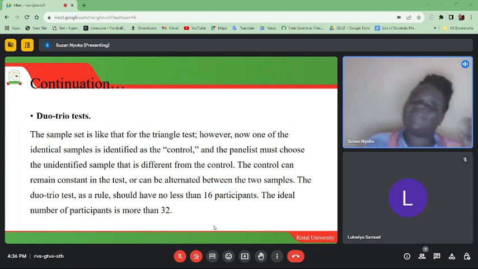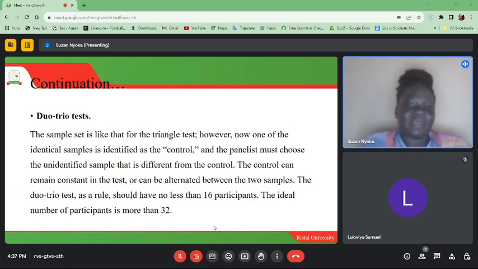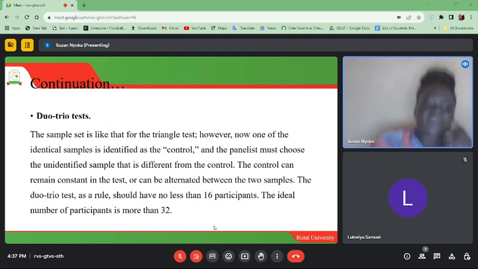Here you also still have the 3 samples like the triangle test, but the 2 samples that are the same, they will choose one of them and put it as a control, and then they will randomize the other one plus the real product, and you will try to find out the differences. The control can remain constant in the test or can be altered between the 2 samples. The dual trial test, as a rule, should have no less than 16 participants.